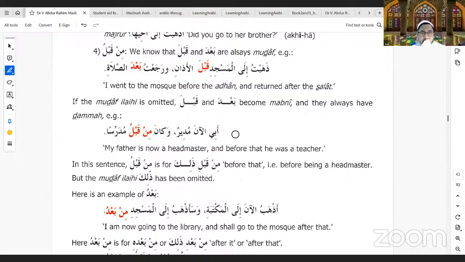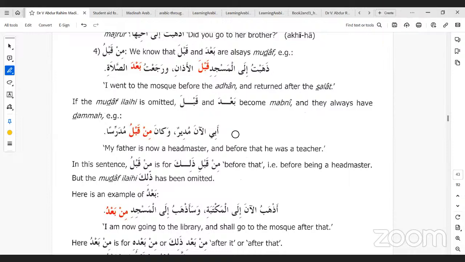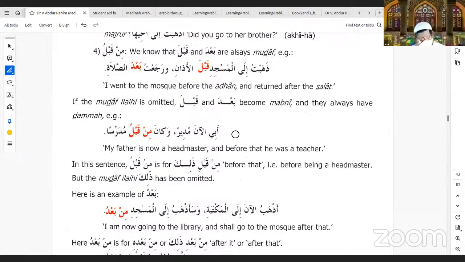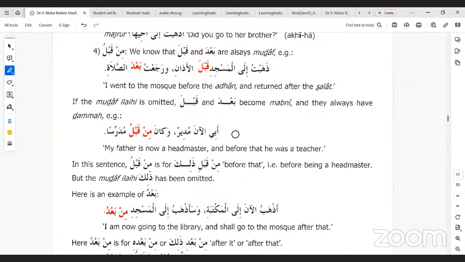I went to the mosque before the adhan and returned after the salah. If the mudaf ilay is omitted, qabla and ba'da become mabni, and they always have dhamma. Abiri al-ana mudirun. Wakana min qablu mudarrisan. My father is now a headmaster, and before that he was a teacher.